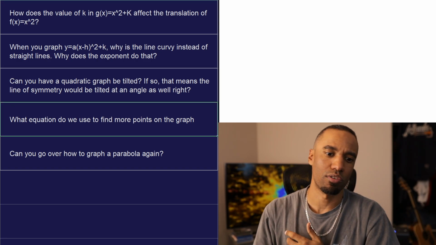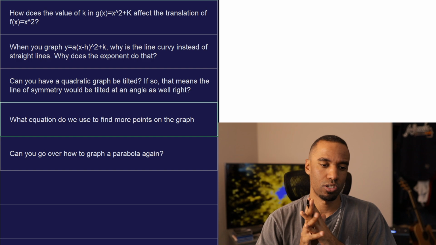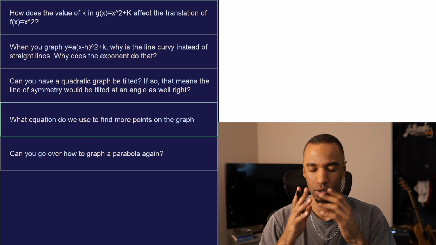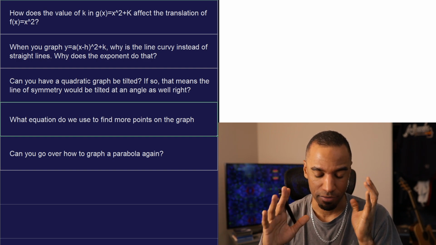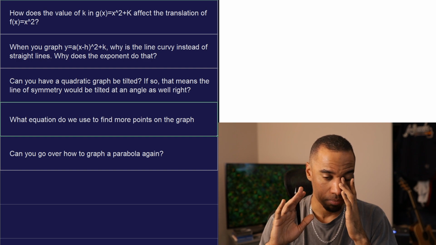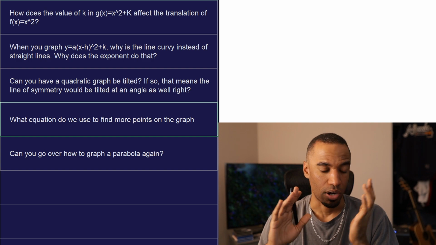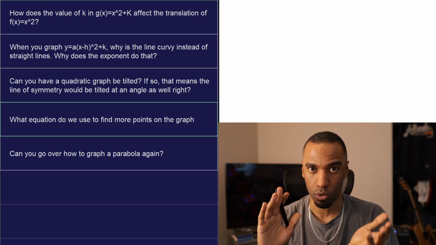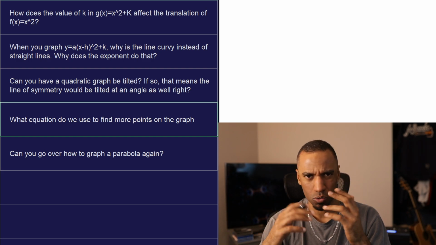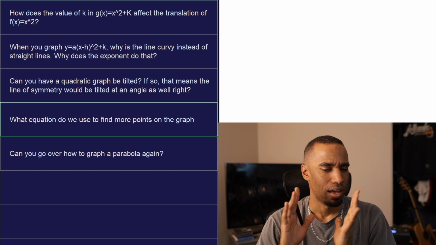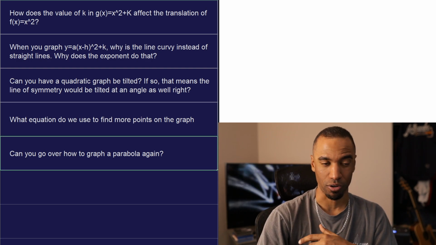All right, what equation do we use to find more points on the graph? I don't know what that means. What equations do we use? What equation do we use to find more points on the graph? You use an equation to find points on the graph. That's why I'm confused. I'm sorry, I can't answer that question. All I can say is you use an equation to find more points on the graph, right? We use an equation, plug in points for x, get out values for y, or use your 1, 1, 2, 4, 3, 9, whatever, things like that. I'm sorry, I do not know how to answer that question. Thank you for asking. I'll still give you credit.